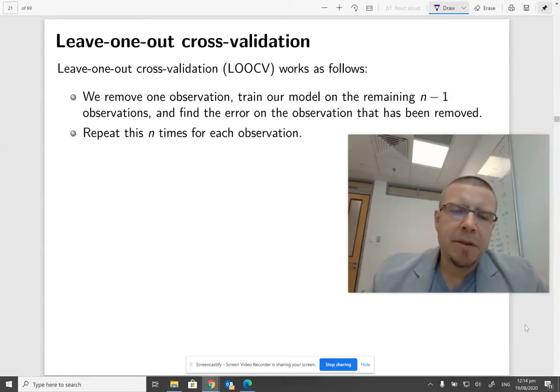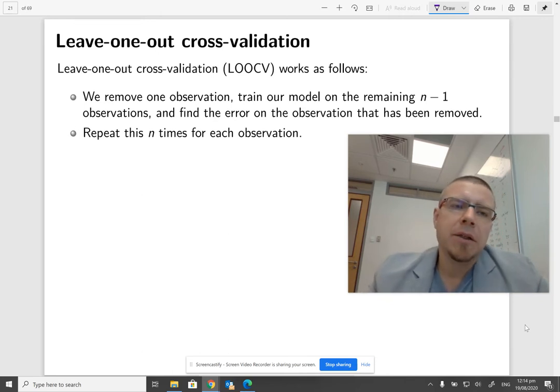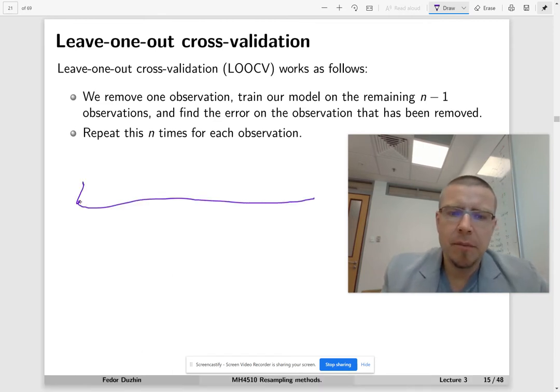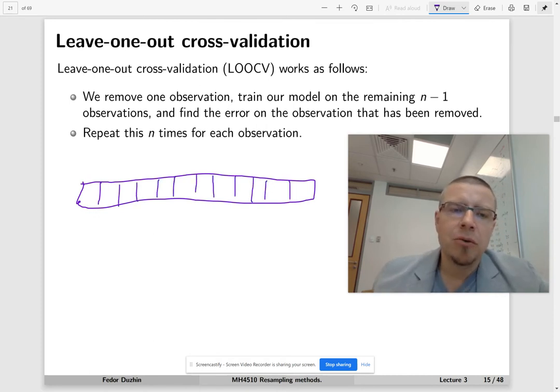So a better method to estimate the test error when we do not have a lot of data available is called leave-one-out cross-validation. And here is the idea. We have our data set, with a lot of observations: 1, 2, 3, 4. Then we are going to do it like this.